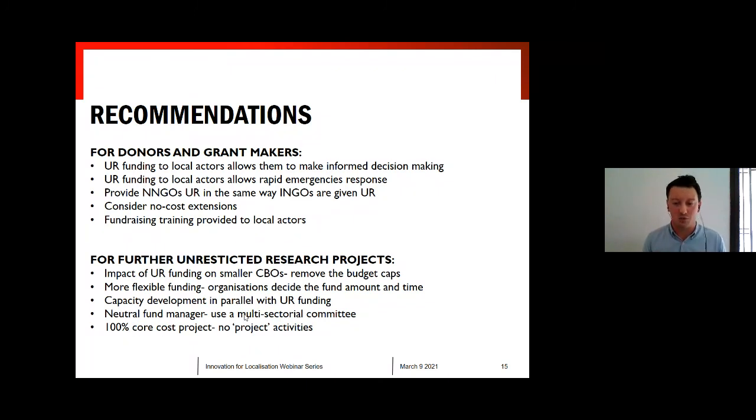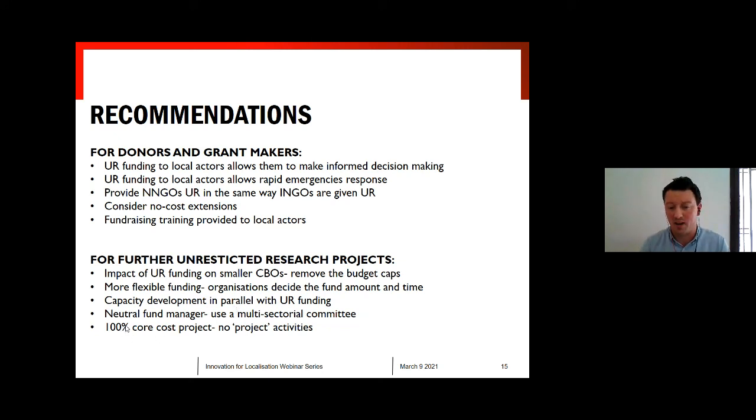And then finally, other research projects in the future. It'd be great to see the impact of unrestricted funding on smaller organisations. So removing the budget cap that we had before to allow smaller organisations in, and helping them if they have financial systems that can't cope with $15,000. Help them set up something that can work for them, fit for purpose. Also flexible funding, where the partner can give them the amount of funding they need and the time they need. That allows them to make more informed decisions.